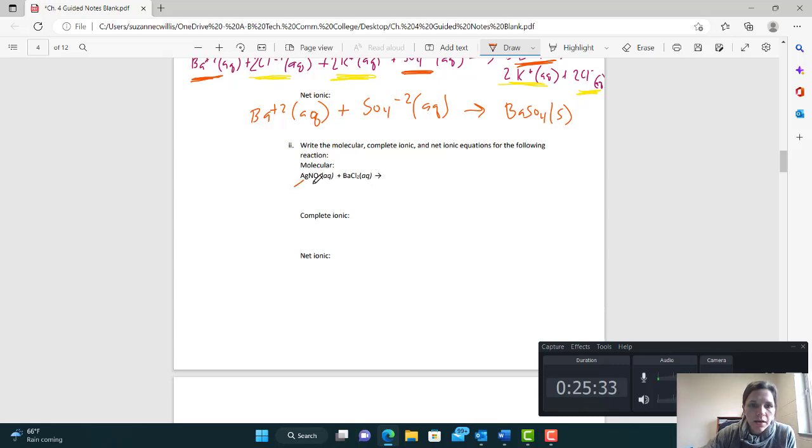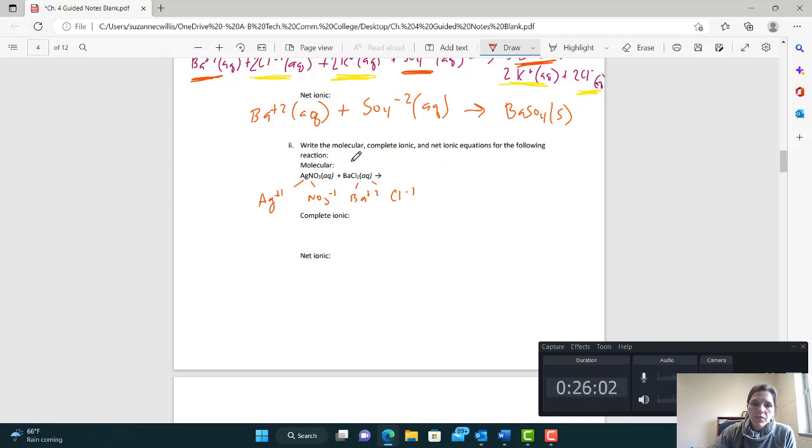Here I'll start writing out who we have. Ag plus 1 and NO3 minus 1. Barium plus 2 and chloride minus 1. Remember, you're not concerned right now about how many of everybody there is. Just who are they and what are their charges?